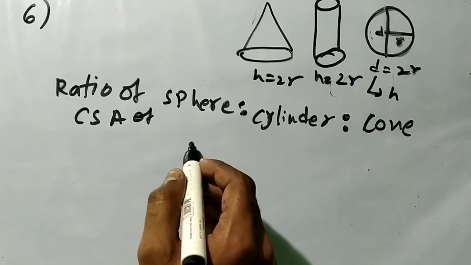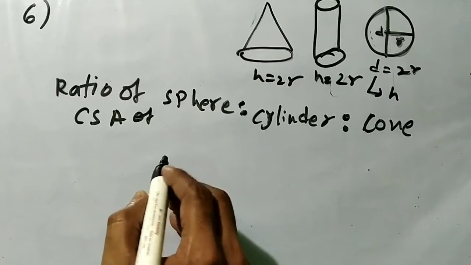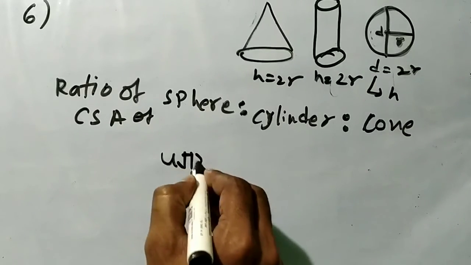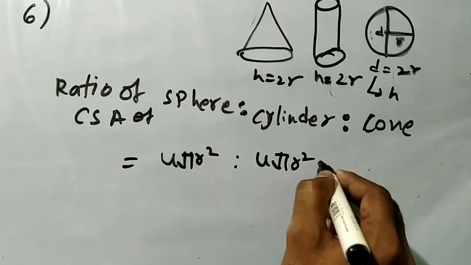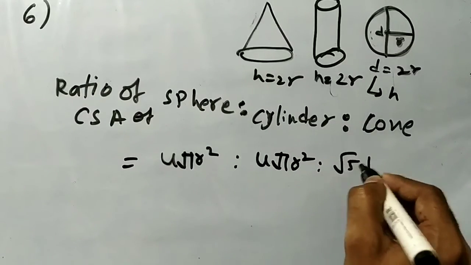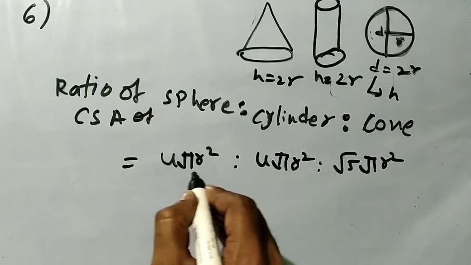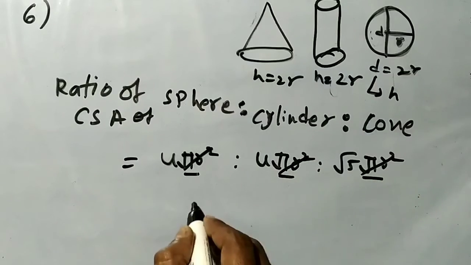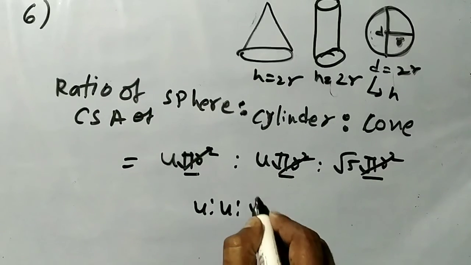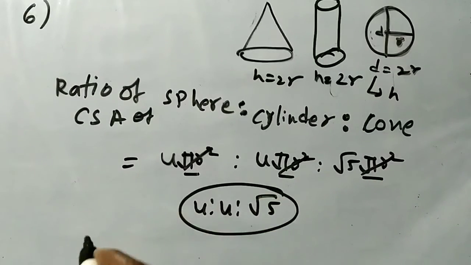So the ratio for the sphere is 4 pi r square, to the same 4 pi r square, and to root 5 pi r square. Here pi r square cancels, so we get 4 is to root 5. This is the answer of a, that is the ratio of sphere to cylinder to cone.